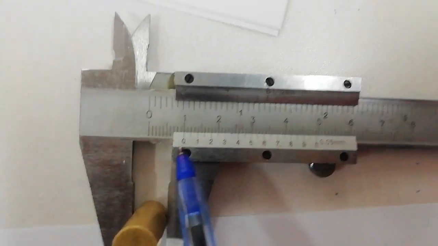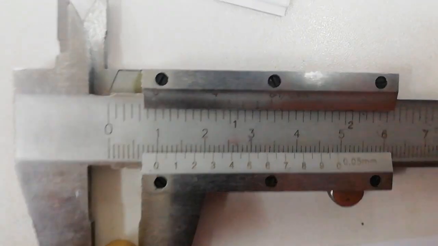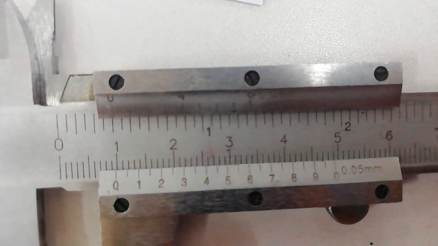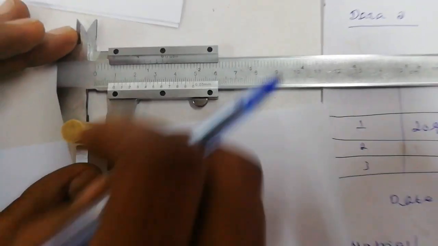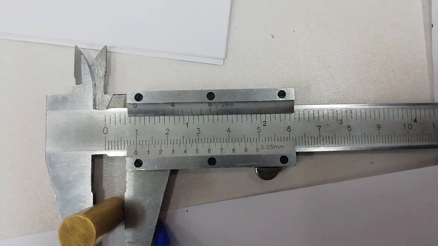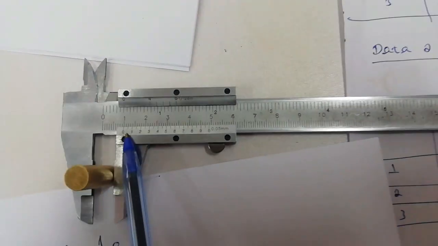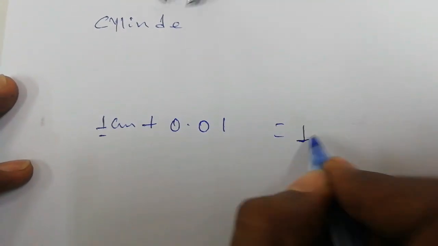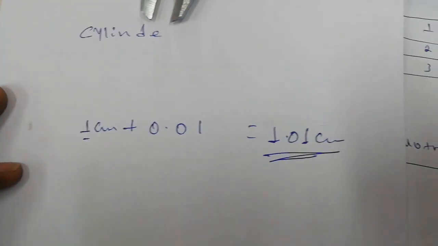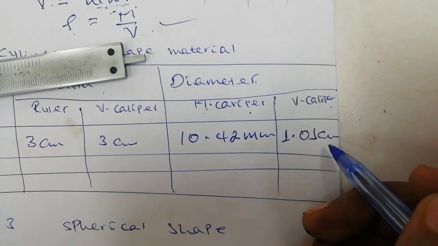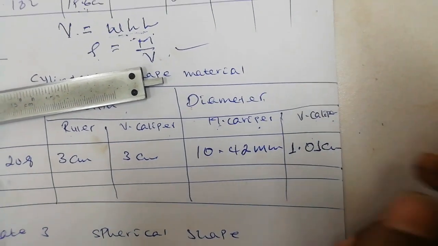Then let us find the number on the vernier scale that overlaps with the main scale. From this, 0 comes between 1 and 1.1, so the main reading is 1. The line that overlaps is under 1, so we take 1 plus 0.01, which equals 1.01 centimeter. This is around 1.01 centimeter, and in millimeter it is around 10.1.